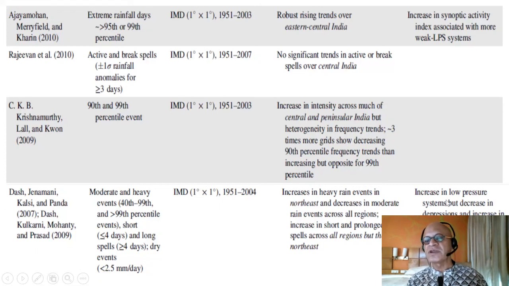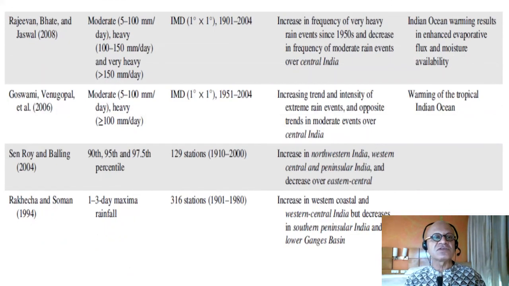The cause here is reported as increase in low pressure systems, but decrease in depressions and increase in severe cyclonic storms. So now it's binned the cyclonic systems into low pressure systems, depressions, and severe cyclonic storms, and it's splitting them, but it's looking at 40th to 99th and greater than 99th percentile events, and short and long spell dry events with less than 2.5 millimeter per day. So I hope someday somebody will synthesize all these. I think we are coming close to the end here.